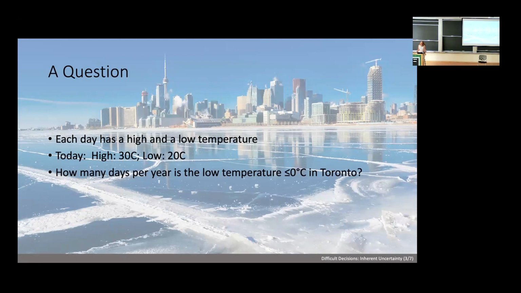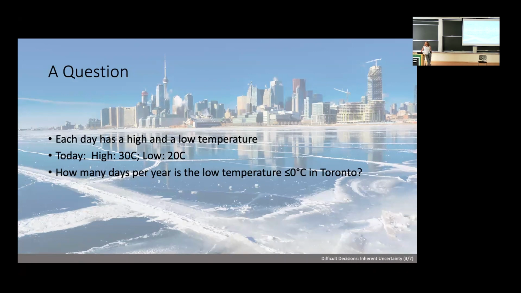Each day, as you know, has a high and a low temperature. Today, it's the high measured without the humidex, sorry. So high 30, low 20 degrees Celsius. The question is, how many days per year is the low temperature below or equal to 0 degrees in Toronto? I think you're all experts on that, as everyone from Toronto, or at least lived through one Toronto winter, or Ontario winter.